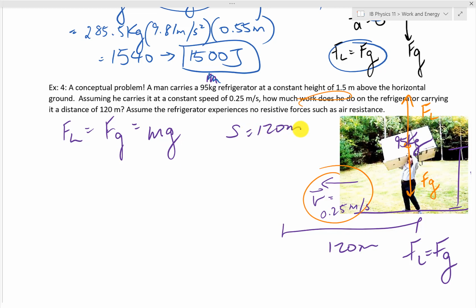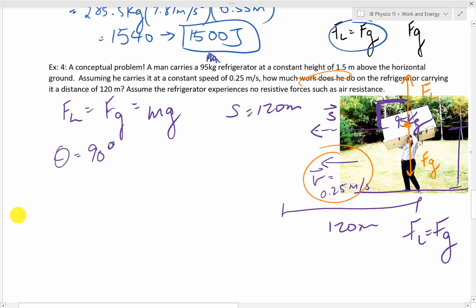But here's the interesting part. The lifting force is directly upwards. The refrigerator is being displaced horizontally, which means the angle between the two, the lifting force and the displacement, is 90 degrees. Oh. Well, let's try this out.